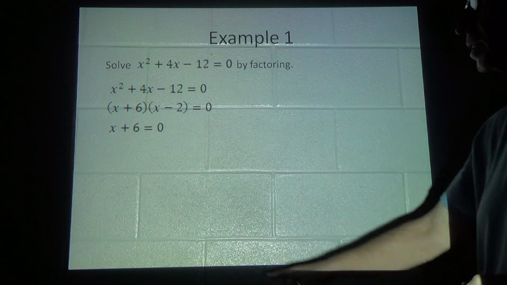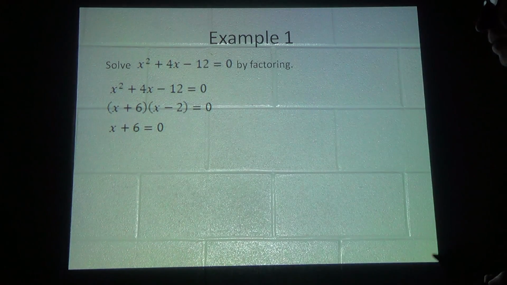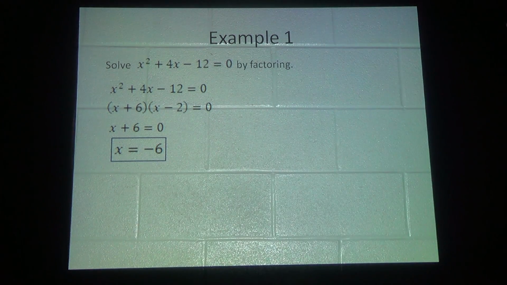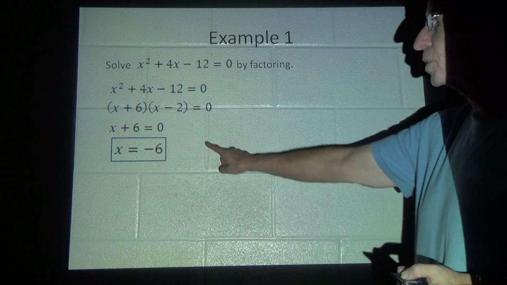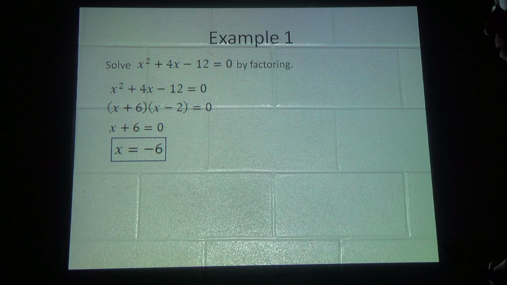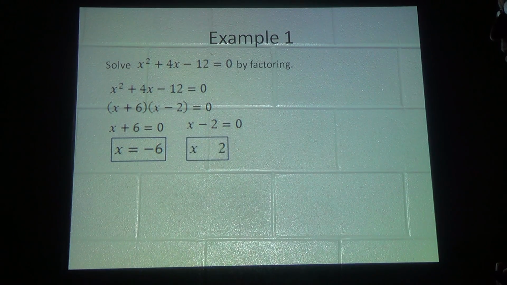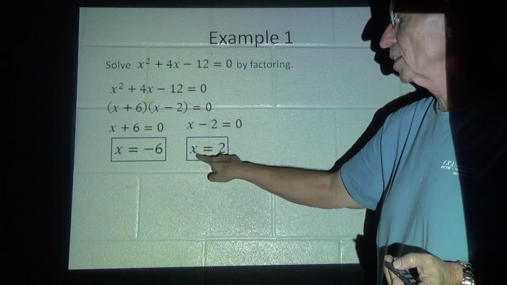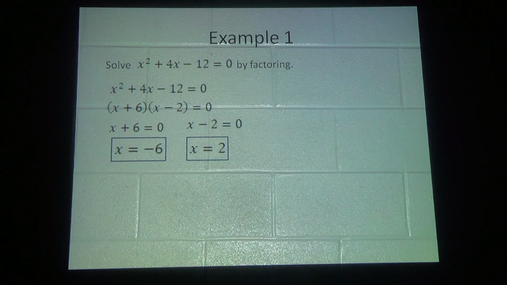So x plus 6 equals 0 is where we start. Subtract the 6 from both sides gives us simply x equals negative 6. Okay, we do the same process for x minus 2 equals 0. Add the 2 to both sides gives us x equals 2. So the two solutions for this equation are negative 6 and 2.